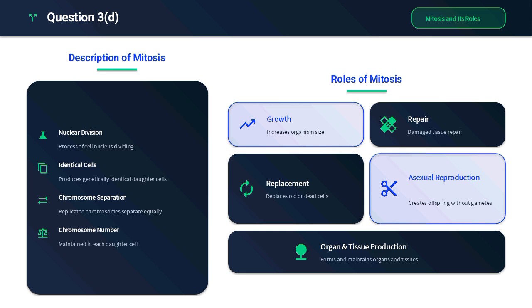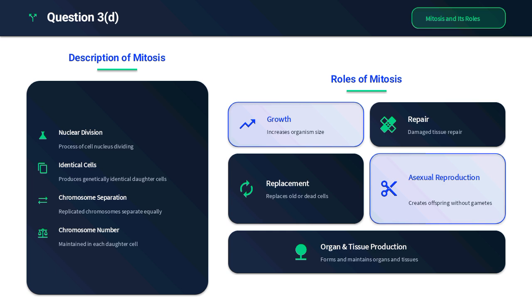The chromosomes are first copied, then they separate equally into the two new cells. The chromosome number in each daughter cell is maintained. So if the parent cell had 46 chromosomes, each daughter cell also has 46 chromosomes. Now, what are the roles of mitosis in organisms?